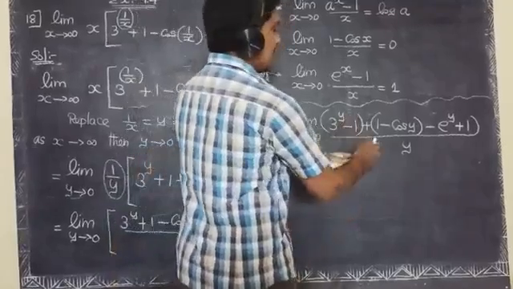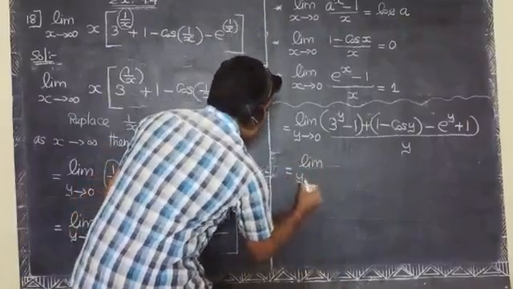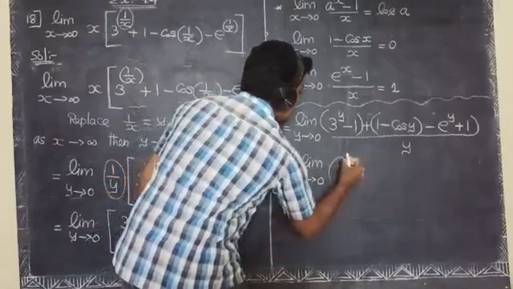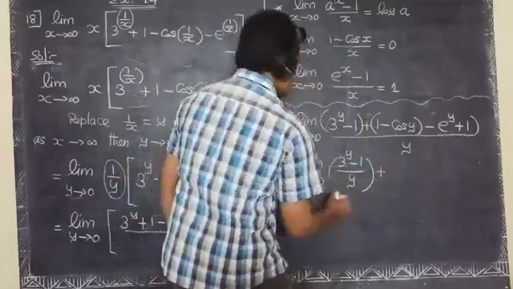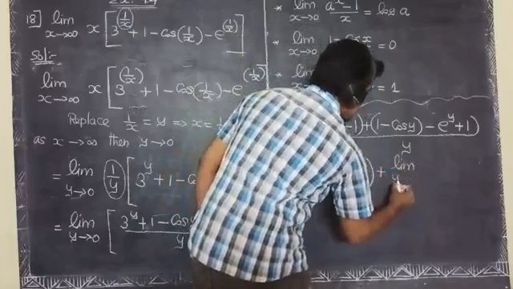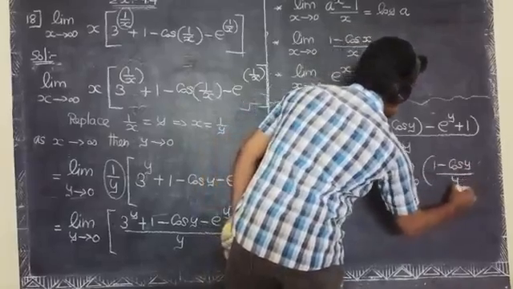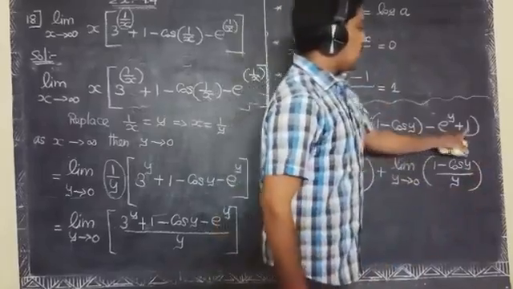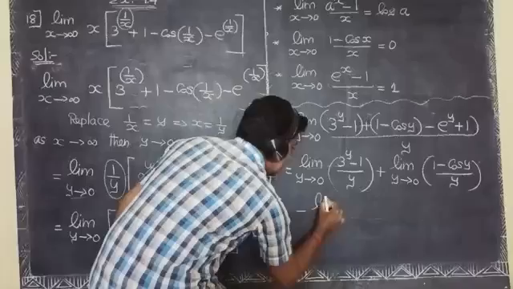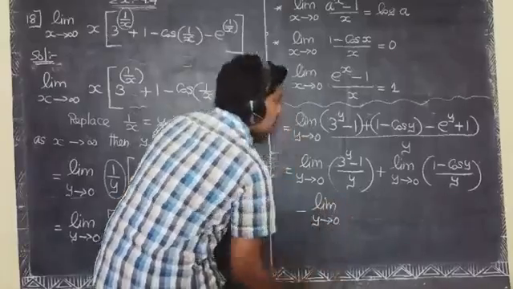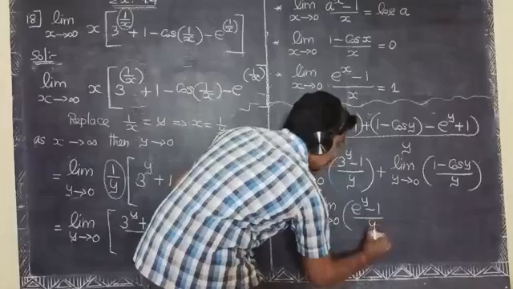Here, divided by y in each term, that is limit y approaches 0, (3^y - 1)/y, plus limit y approaches 0, (1 - cos y)/y. Here take outside minus 1 in these terms, that is minus limit y approaches 0, (e^y - 1)/y.